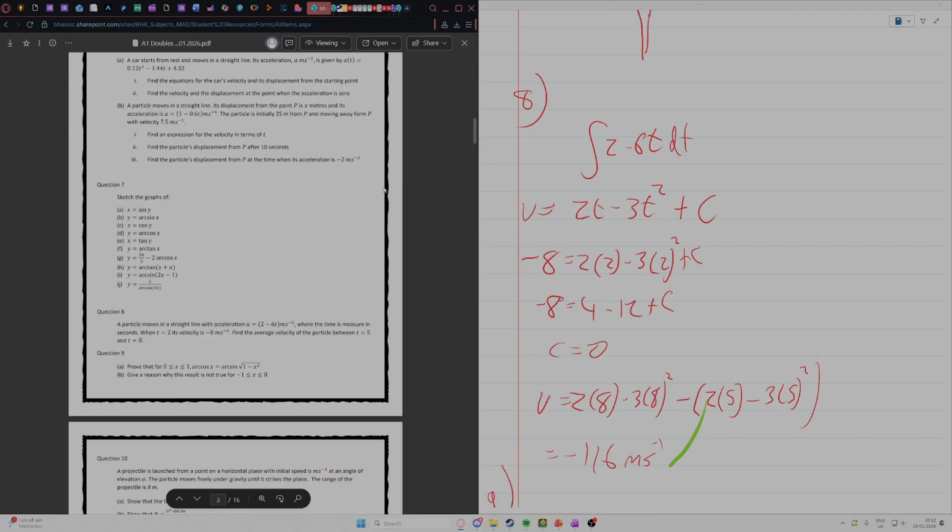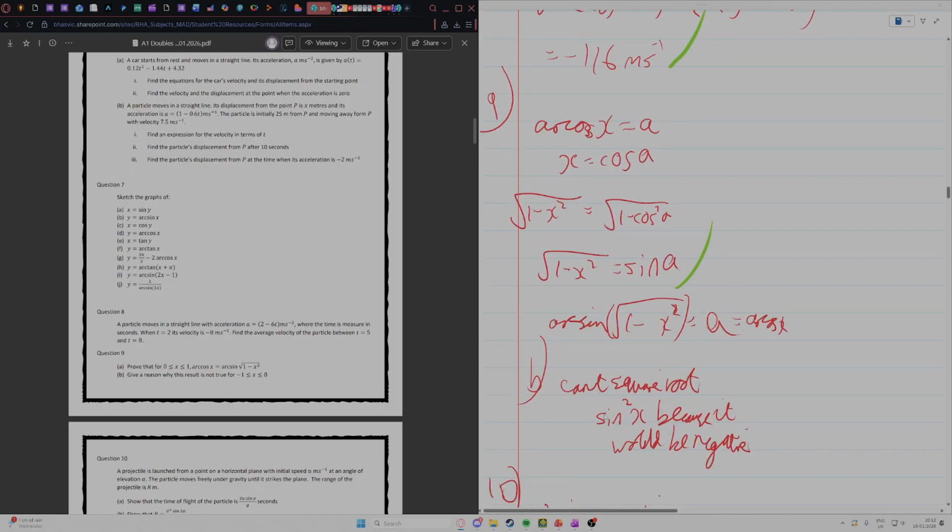Right, anyway, next. You have this again, so we have another variable acceleration question. Integrate, substitute, find your C value, and then substitute. It's really not very interesting.